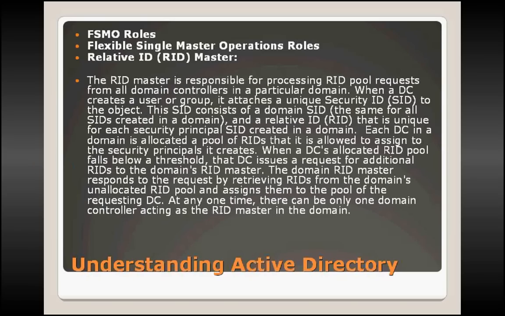Perfect. So let's go to the next part, that is the relative identifier. I said the infrastructure master role is going to update the SID and the distinguished name on a cross-domain basis, and the SID is always unique. Okay, how does it always stay unique? That is because there is a role called the relative identifier master role, which is responsible for processing the RID pool requests from all domain controllers.